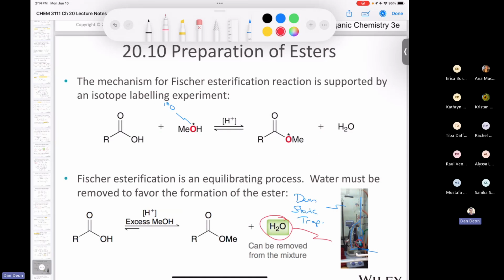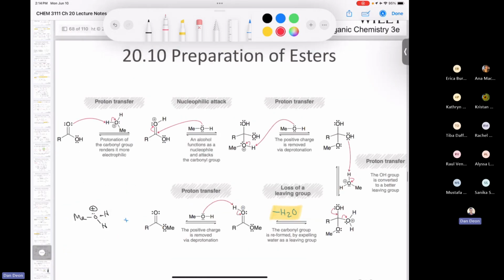So there you go, Fischer esterification. And I'm going to put a big red star on this one. Why? Because this is a very important reaction mechanism. This reaction is tested a lot. Tested by ACS, MCAT, DAT, the old PCAT, etc. Those exams love to ask about Fischer esterification.